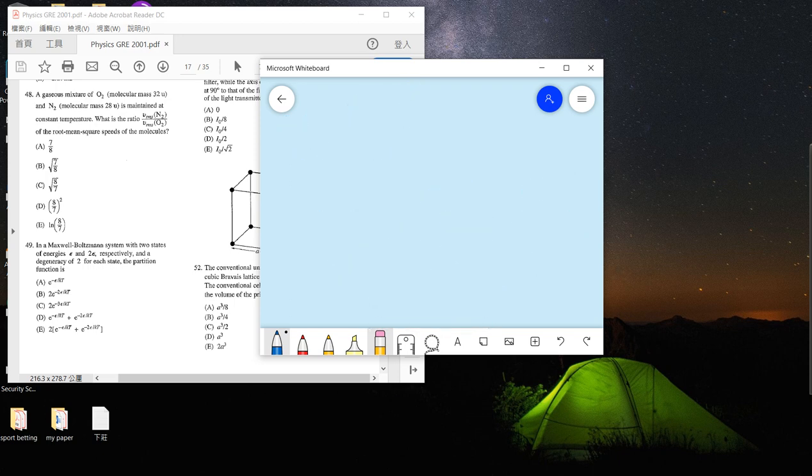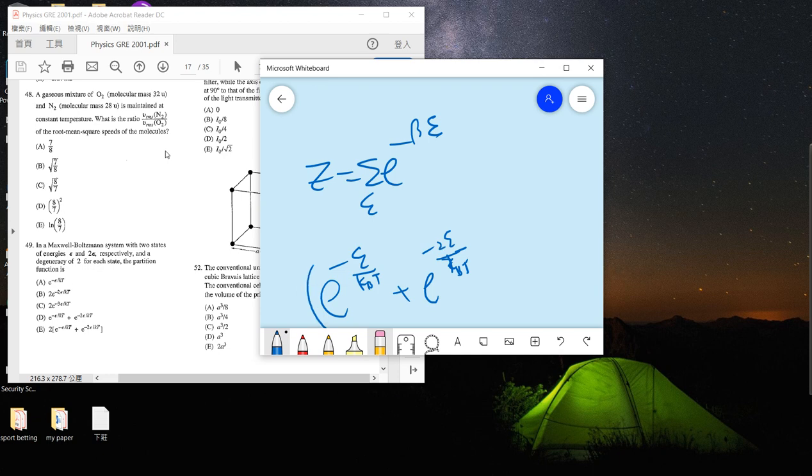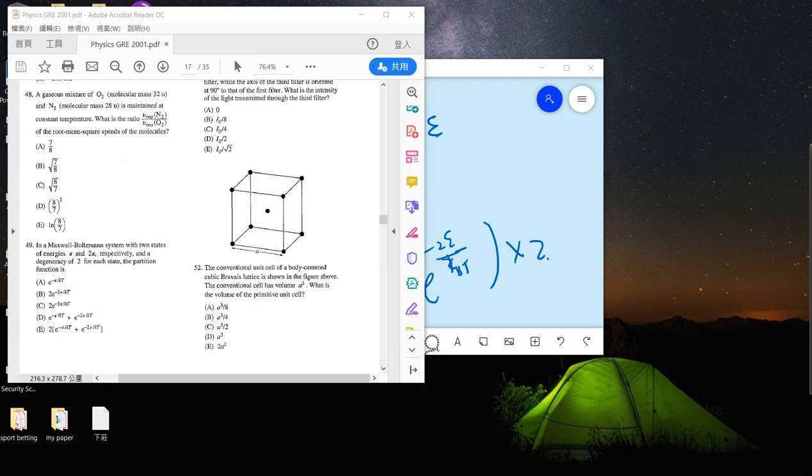Okay, 49. Maxwell, we have energy epsilon, and the degeneracy, and this is the partition function. So the partition function is basically just the sum over all the energies. So you have this divided by kBT, plus this divided by kBT but twice the energy, and then you multiply by 2 because each one has the degeneracy. So the answer is E.